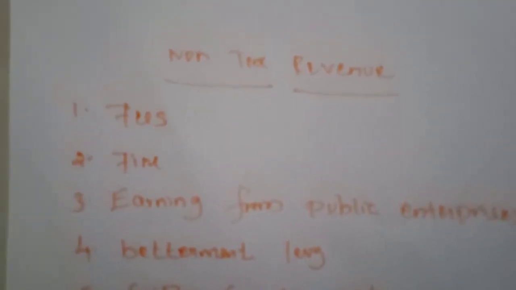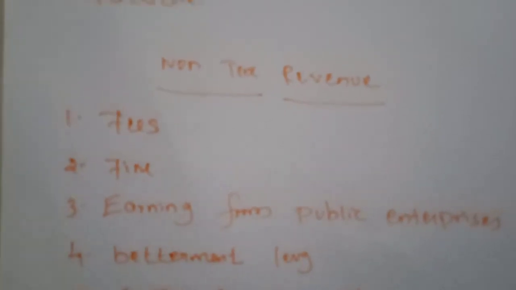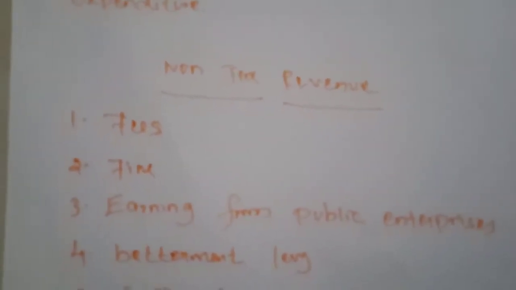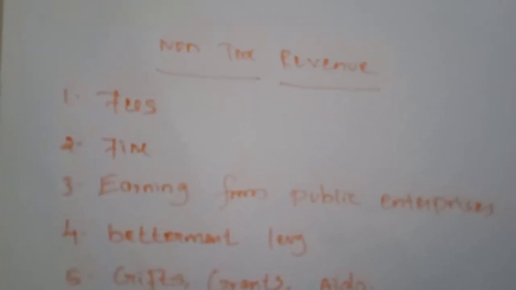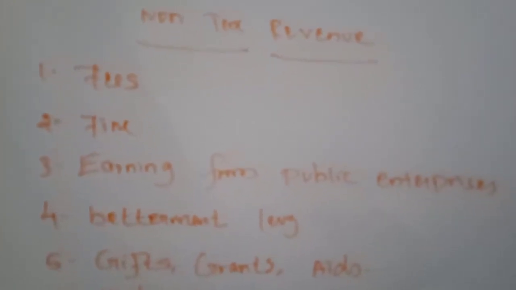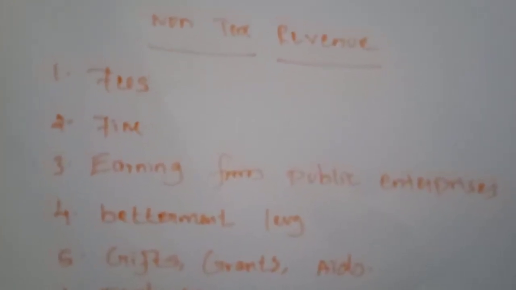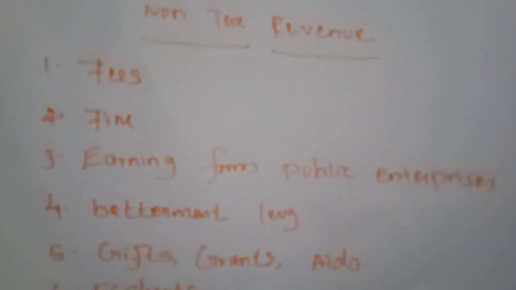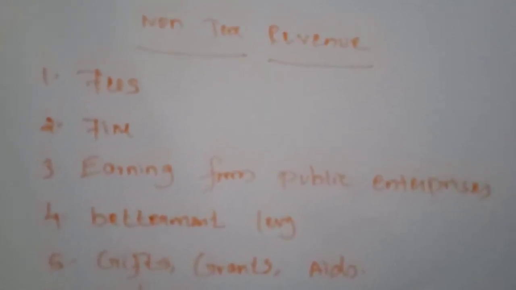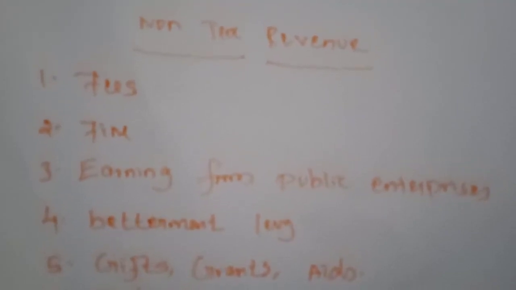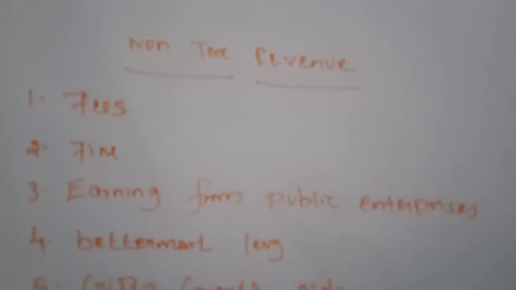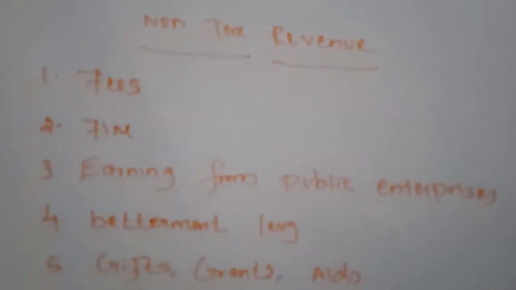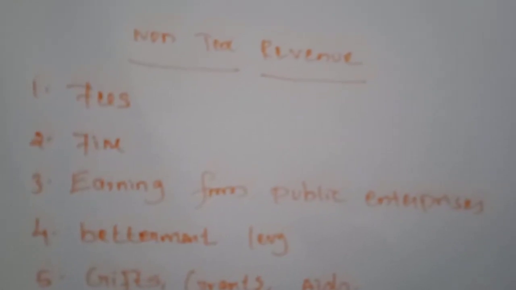First one is fees. Fees are another important source of revenue for the government. A fee is charged by public authorities for rendering a service to the citizens. Nowadays the governments render different types of services to the public. So for that purpose, they collect an amount in the name of fees. Unlike tax, there is no compulsion involved in the case of fees. The tax is a compulsory payment, but the fee is not like that.